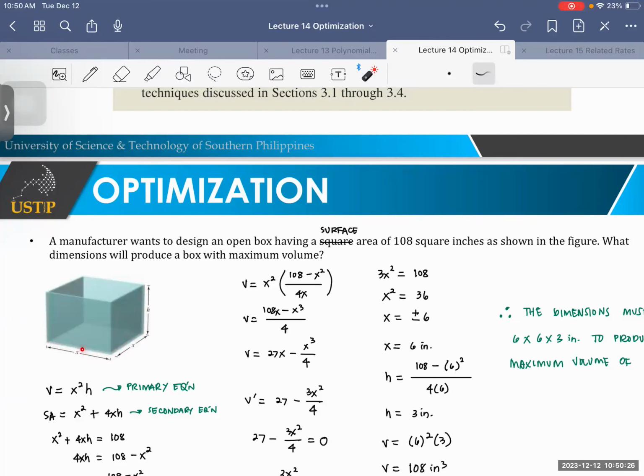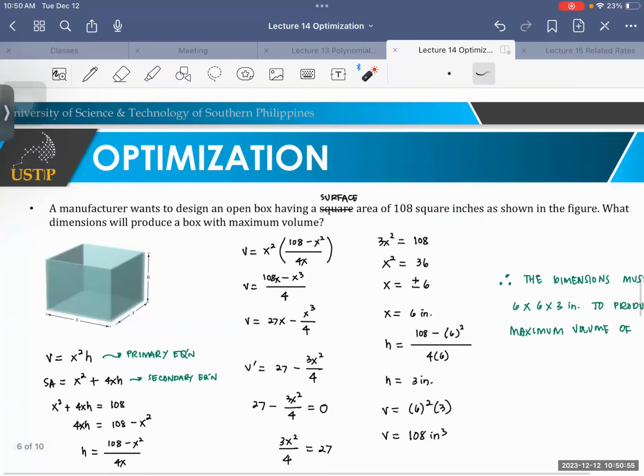Now your base has a dimension of x by x. Pasabot ani class, this should have the same value, x by x man. Unless man siya x by y, well, xy na ang ibutang ana. But since x by x man na, so that means ang atong volume is x times x times h. Okay? Or, simply put, that is x squared h. Okay, mao ni ang primary equation, the volume ana.